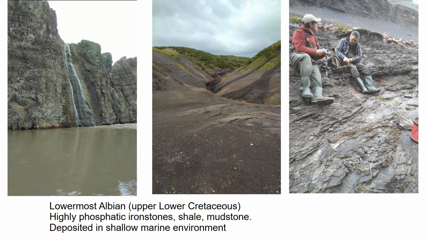The geology of the deposit was not within the scope of this project, but the geology described from the assumed similar deposits in the Yukon shows that they are of lowermost Albian age. The deposits occur in shale, mudstone, and ironstones, and occurred due to deposition in a shallow marine environment. Here are some photos of the locality demonstrating the appearance of the local geography and geology.